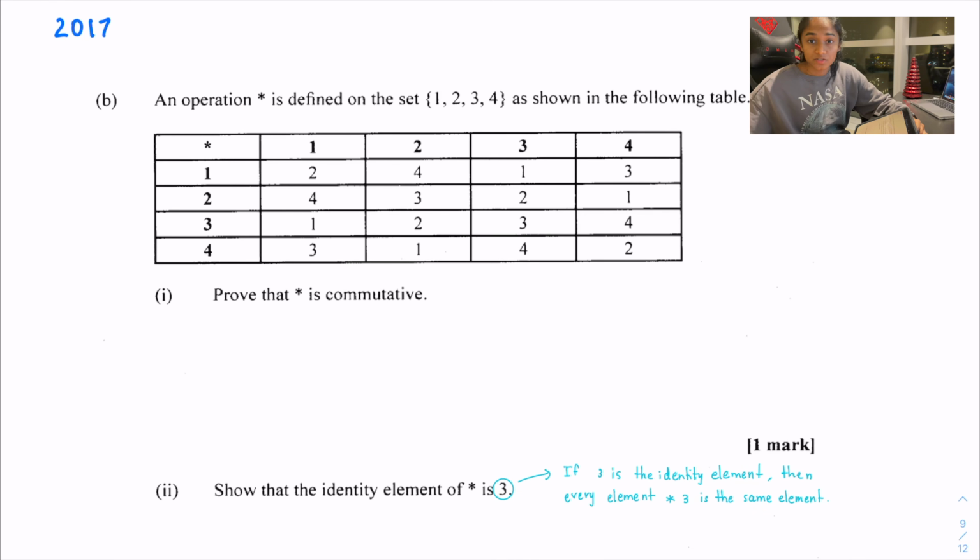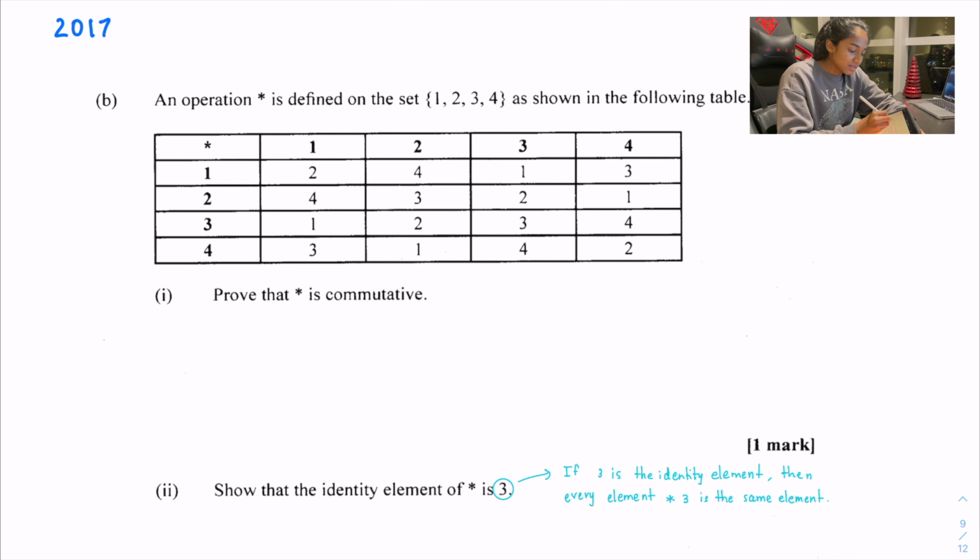Now we're going to do some past papers. The first one we're going to do is 2017. It states that an operation star is defined on the set 1, 2, 3, 4 as shown in the following table. The first question wants us to prove that the operation is commutative. Remember, there are two ways in which we can do that. The first one is to test values, and the second one is to use our line of symmetry.